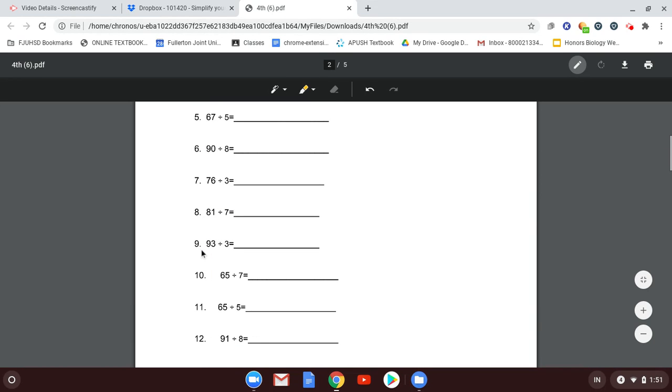Let's try doing number 9. So 93 divided by 3. So 9 divided by 3 is 3, which is 0. Bring the 3 down. 3 divided by 3 is 1, which is 0. Therefore, the answer is just 31. You can write it just as 31 or 31 R0 if you want.